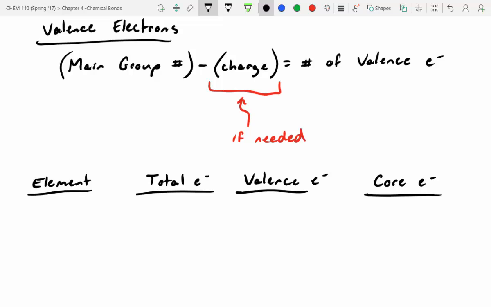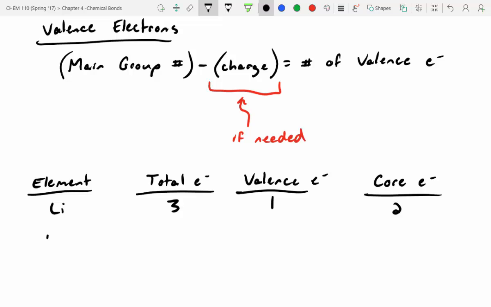So the first one we'll do is lithium. And we said lithium has how many total electrons typically? 3. Has how many valence? 1, which means we have 2 core electrons, right? So that was our first example. All right, let's do another one.